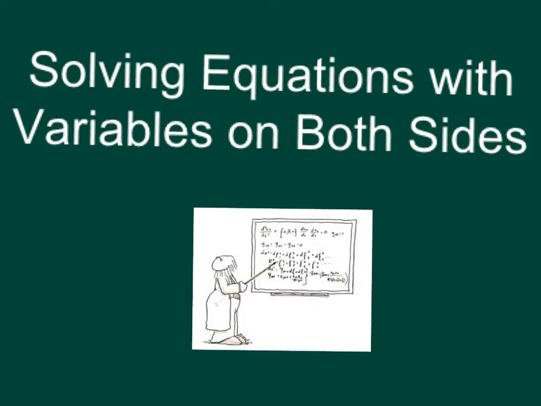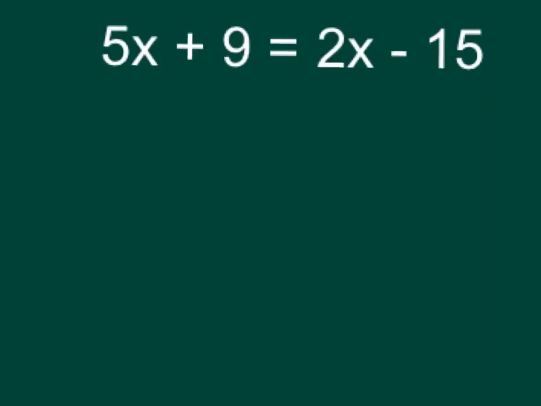Solving equations with variables on both sides of the equal sign. The easiest way to learn how to do this is to start with an example. So here we have the equation 5x plus 9 equals 2x minus 15.